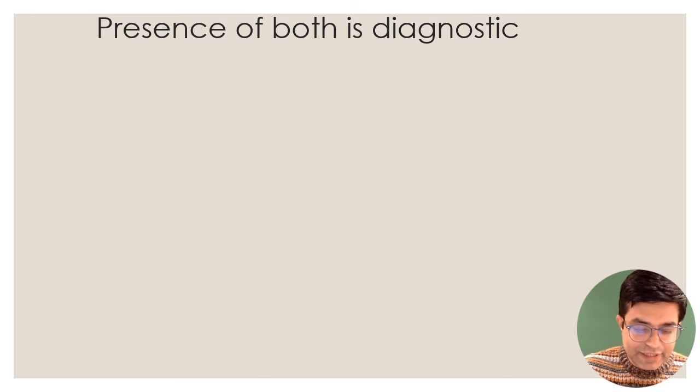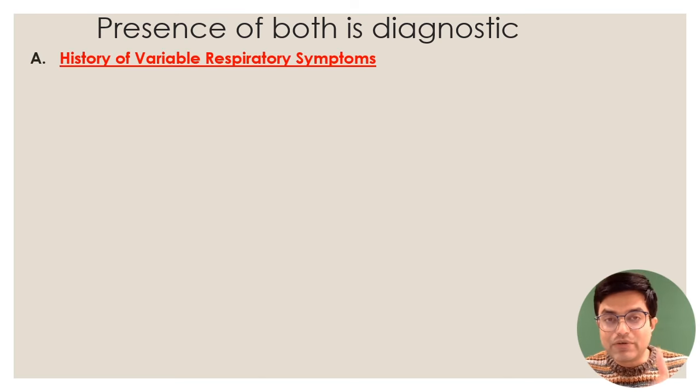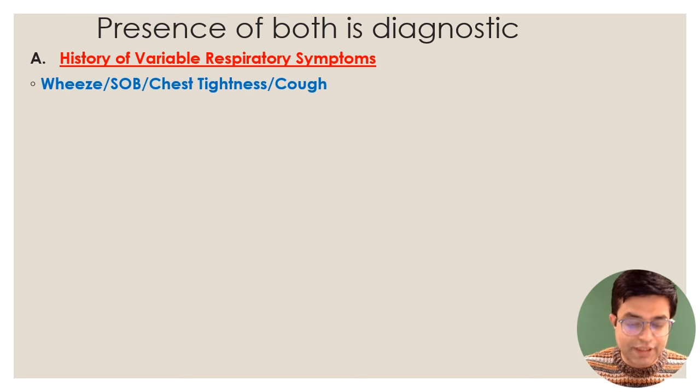So what do the guidelines say? They say there should be history of variable respiratory symptoms. तो patient के अंदर complaint होना चाहिए. किसका complaint होना चाहिए? Either wheezing or shortness of breath, also called dyspnea, or chest tightness or coughing in the patient. So variable मतलब sometimes it increases, sometimes decreases. Sometimes episode happens, sometimes it does not happen, right?